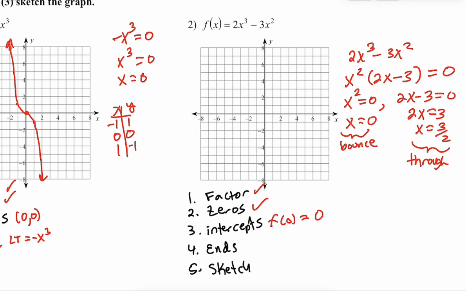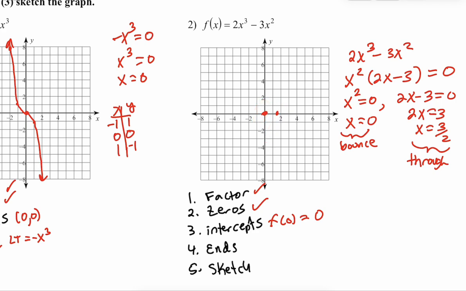So we know we hit 0. We know we hit 3/2 or 1.5. Anytime it's a decimal value, just guesstimate for me. These are rough sketches. I don't need them to be anything super fancy. Okay. Now, you have to remember that we are going to bounce at 0. We are going to go through 1.5.